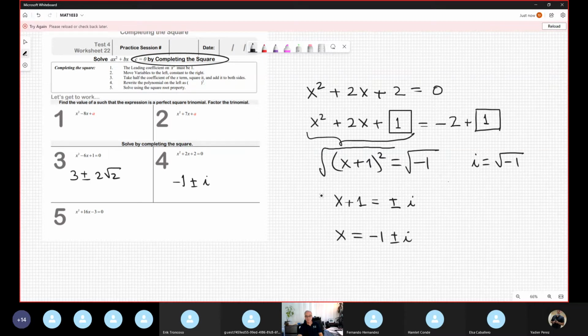Any question? No? Super clear, completing the square, or no? Confusing? You lie or you don't lie? No answer. I like it. Yeah, but you prefer the quadratic formula, no? Or no? No, both. Both, okay.